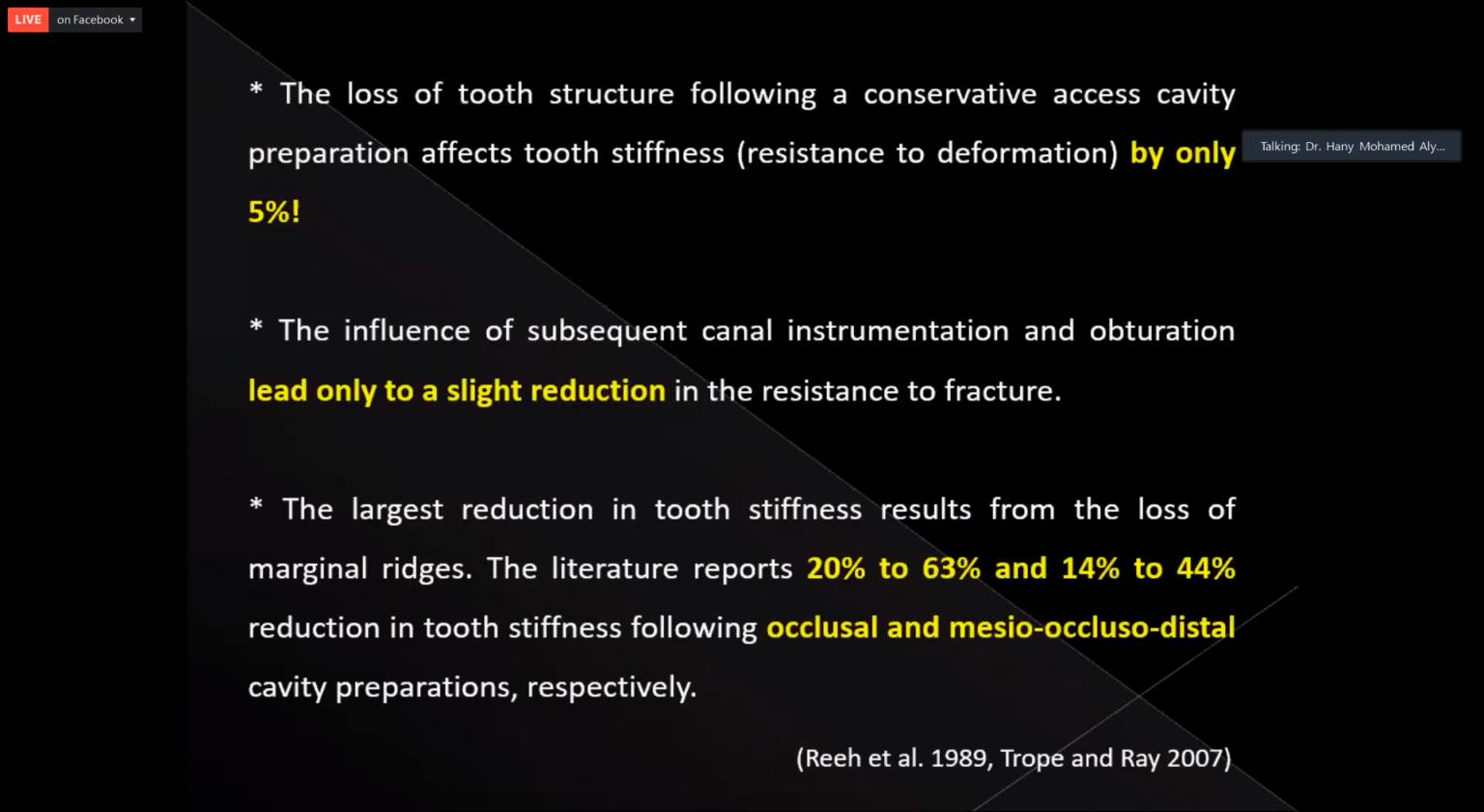However, it is very important to note that the access cavity in a given tooth does not really affect the fracture resistance of the tooth. It only affects about 5%. The main factor which plays a role in fracture resistance is losing tooth structure itself, such as the marginal ridges because of caries, which can account for up to 63% loss of fracture resistance of a given tooth.